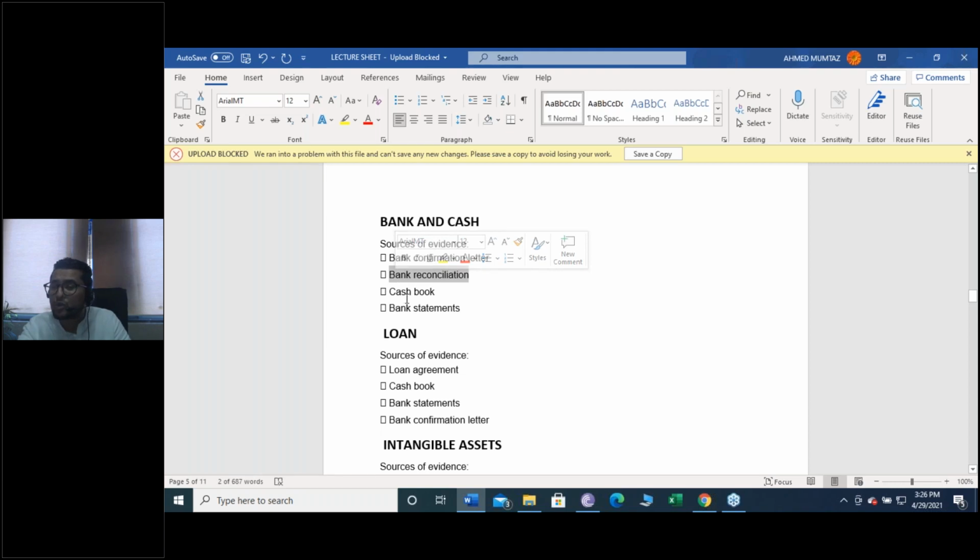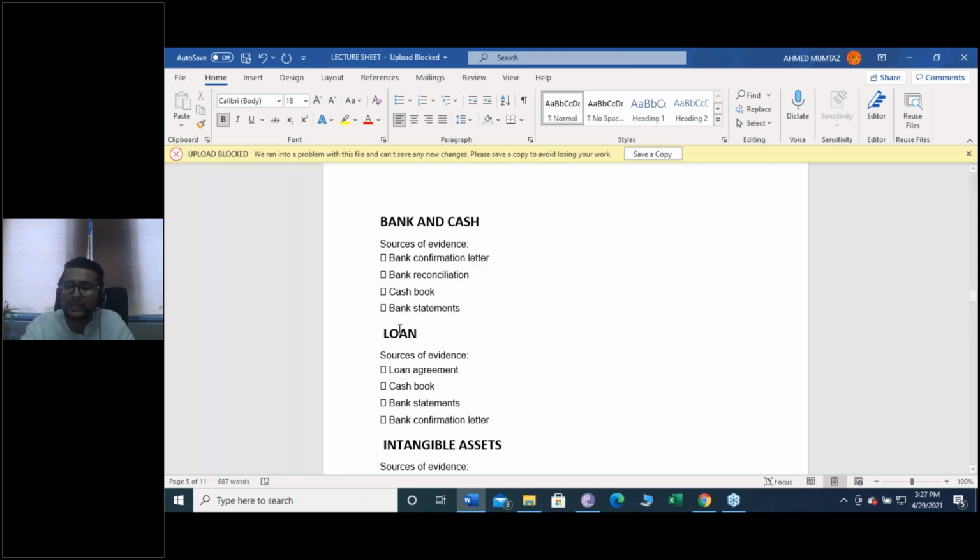You might want to make sure that there is no arithmetical mistake, and that any discrepancy has been resolved. Cash book, you need to verify things from the cash book, from the bank reconciliation, from the trial balance, from the statement of financial position. The bank statement is a statement sent by the bank to the client, maybe on a monthly basis, maybe on a quarterly basis.